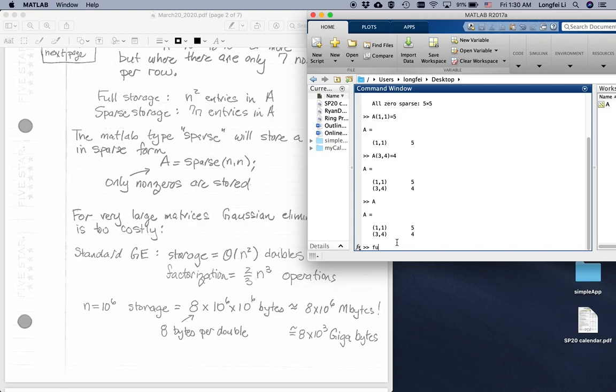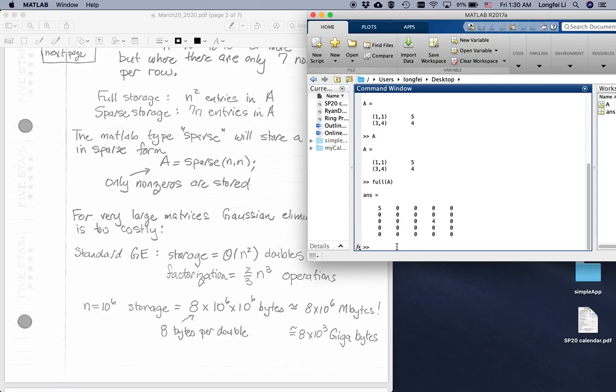If you want to look at the full matrix form, you can use the command full. So you type full(A) and hit enter, and you will see the full matrix, right? So by storing it in sparse form, we only need to store its location and a value, right?